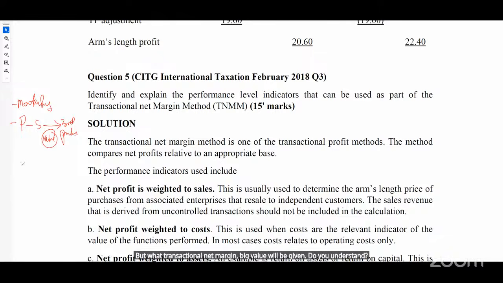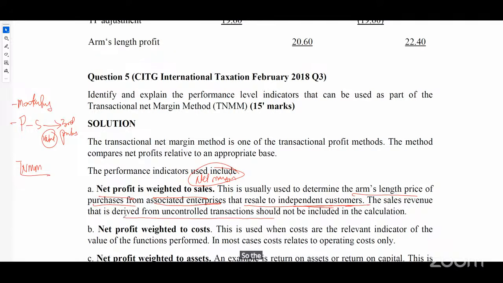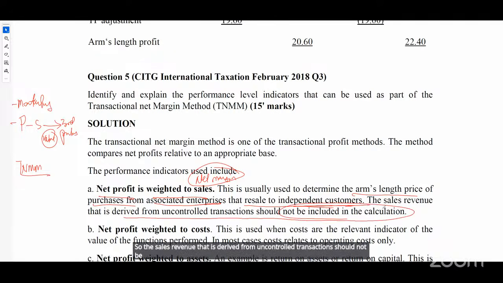So with transactional net margin, you are using net profit relative to an appropriate base. You can use net profit over sales, meaning a net margin. Net margin is used, that's net profit to sales, if you want to determine the arm's length price of purchases from associated enterprises for resale to independent customers. So the sales revenue that is derived from uncontrolled transactions should not be included in the calculation.